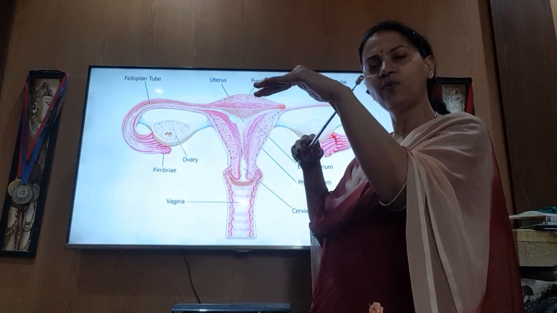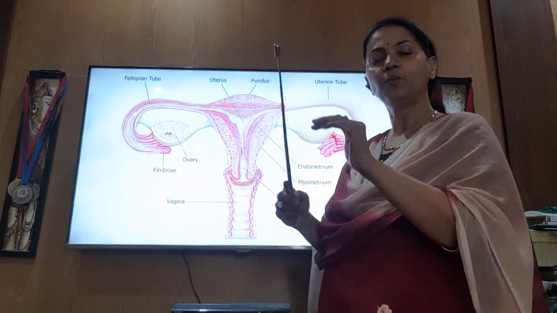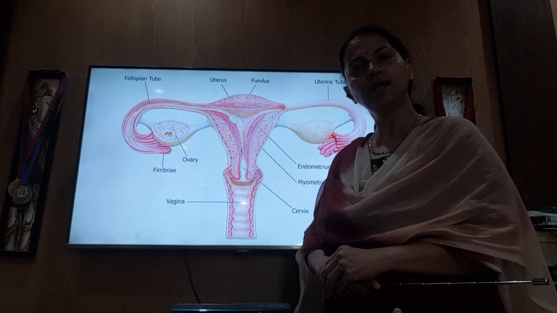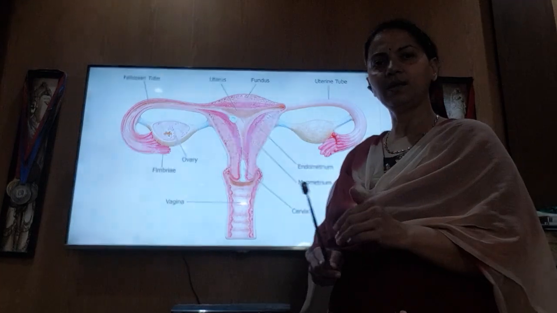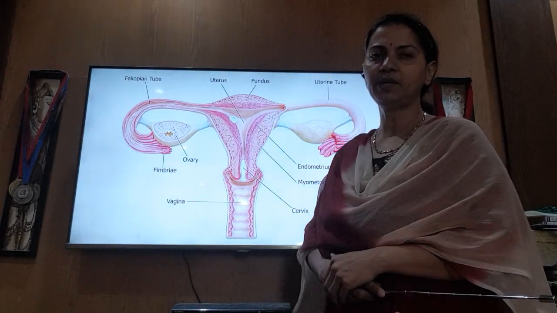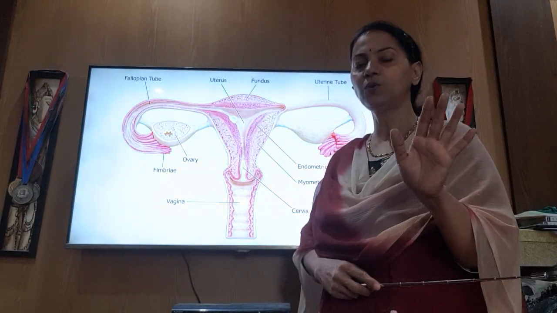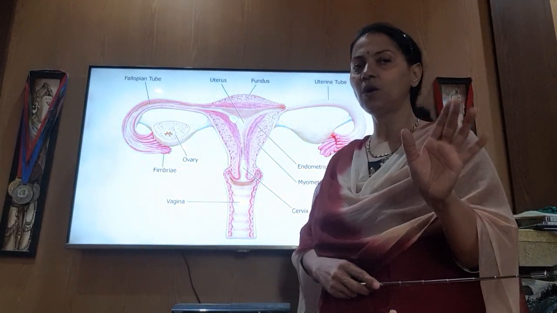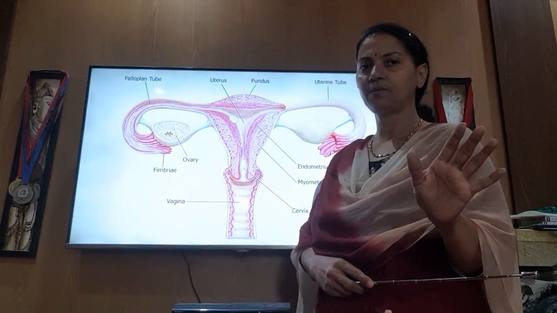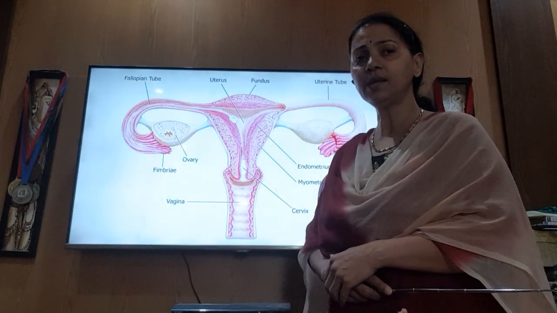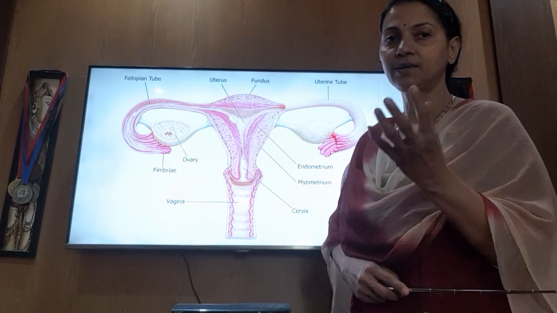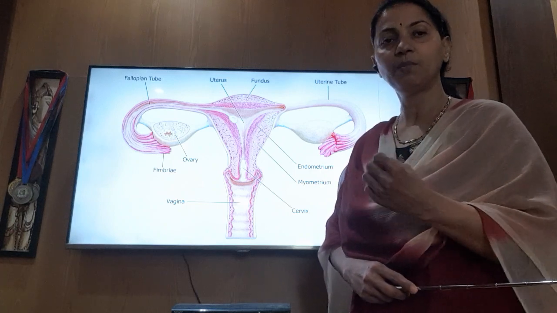So recto-vaginal fold or posterior uterine ligament. This is also a peritoneal ligament which is giving support, but as I have said, all these three are peritoneal ligaments which do not really give support. Okay, the real support is given by structures which are strong, muscular.